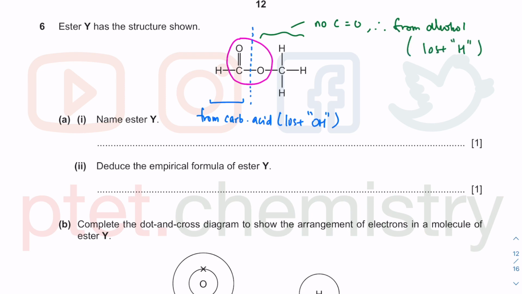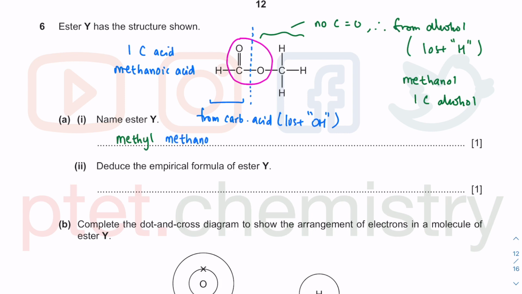So name the ester. Your alcohol there is from methanol because it's one carbon. So this is a one carbon alcohol. You will name the alcohol first, so this gives you the methyl. And then the carboxylic acid is a one carbon carboxylic acid, so that is what you call methanoic acid. And kind of like forming salt, the ester of methanoic acid is what you call methanoate.